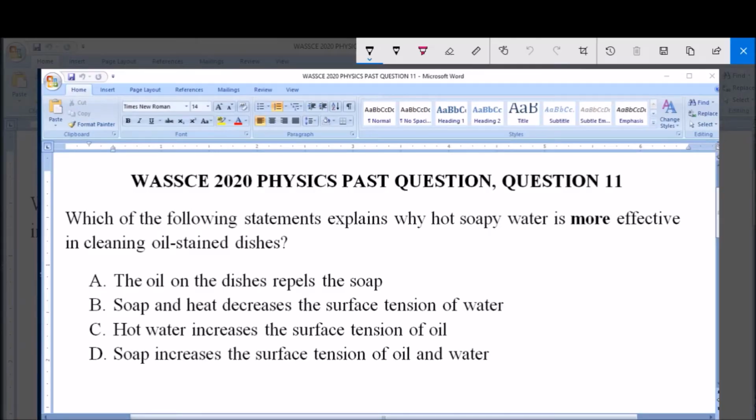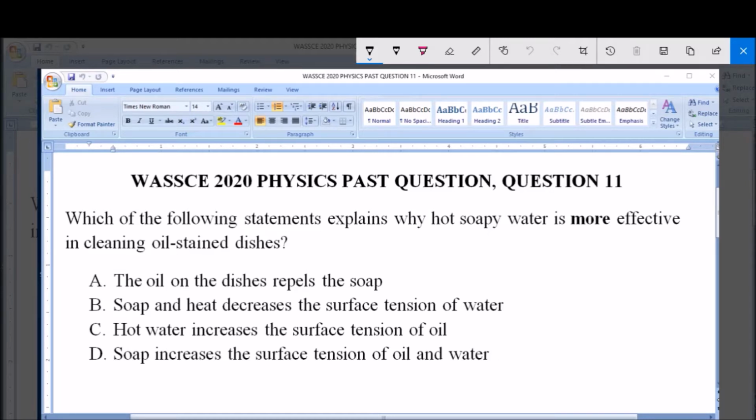I will be answering WASSCE 2020 Physics Past Question, Question 11. Which of the following statements explains why hot soapy water is more effective in cleaning oil-stained dishes? A. The oil on the dishes repel the soap. B. Soap and heat decreases the surface tension of water. C. Hot water increases the surface tension of oil. And D. Soap increases the surface tension of oil and water.